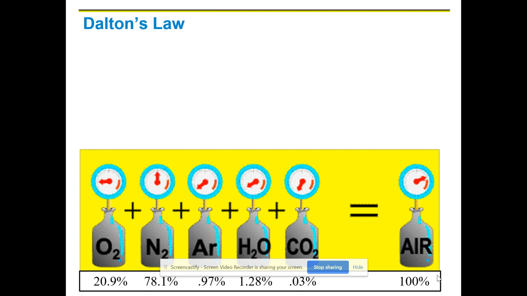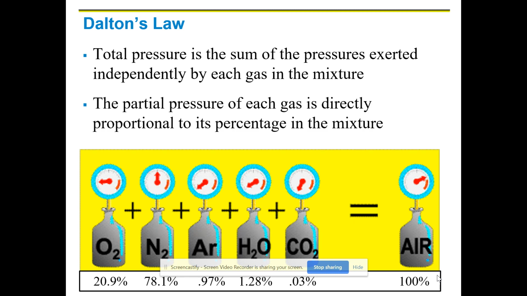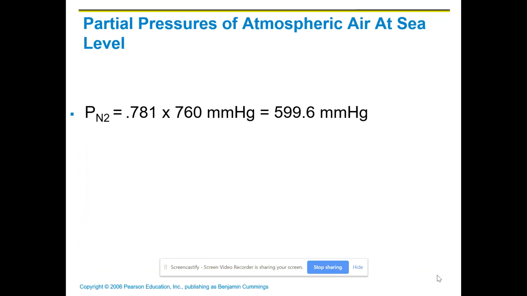Each of these has a partial pressure, and that partial pressure is equal to their percentage times the total pressure. So the total pressure is the sum of the pressures exerted independently by each individual gas in the mixture. And since it's the sum of these, the partial pressure is directly proportional to its percentage in the mixture. So if I want to know what the partial pressure of nitrogen is, it's quite easy to figure out. I multiply the percentage times the total pressure.